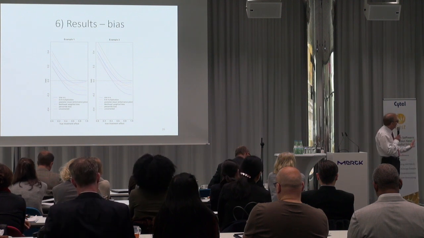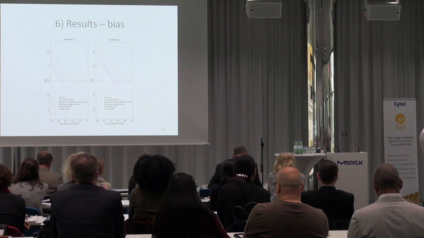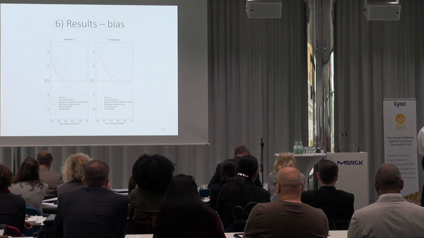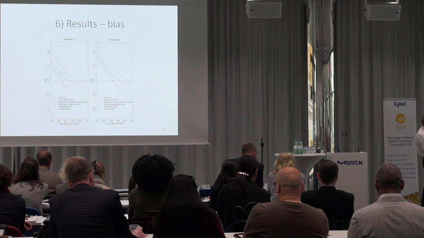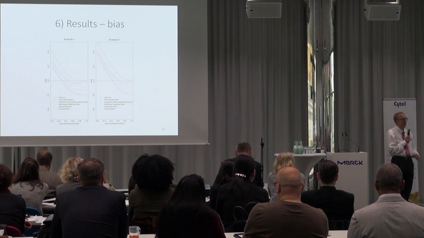So you can see things aren't straightforward for low true treatment effects. Things like posterior mean, percentile bias do well. For bigger true treatment effects, things like likelihood weighted, even the observed difference, do better.